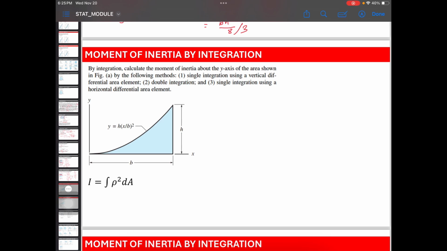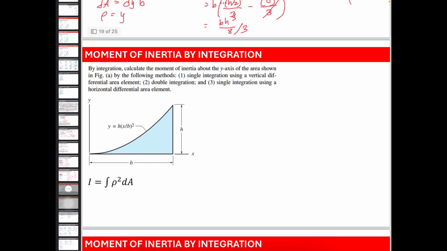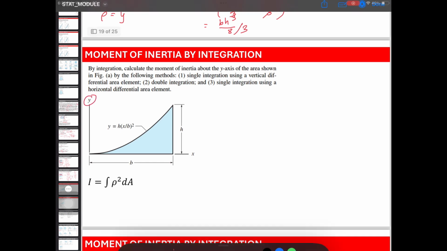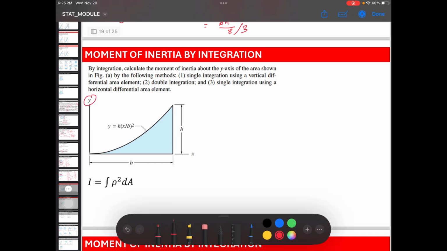another area bounded by an equation. So, by integration again, calculate the moment of inertia about the y-axis this time. Area shown, letter A, by the following methods. Number 1, single integration using vertical differential element. Number 2, double integration. Number 3, single integration, horizontal.